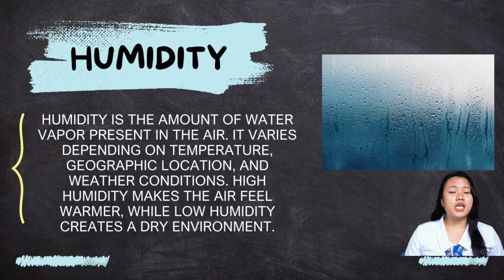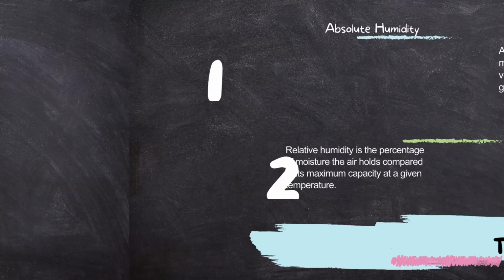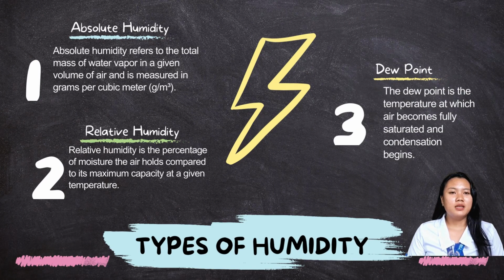So let's proceed to the topic of humidity. What is humidity? Humidity is the amount of water vapor present in the air. It varies depending on temperature, geographic location, and weather conditions. High humidity makes the air feel warmer, while low humidity creates a dry environment. Types of humidity: absolute humidity, relative humidity, and dew point.